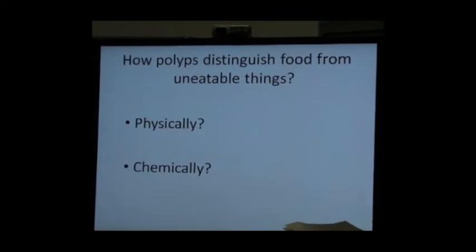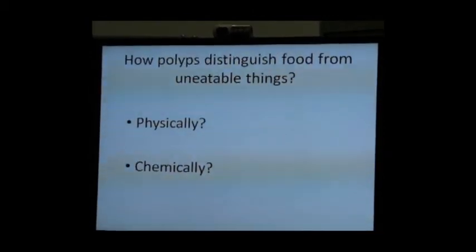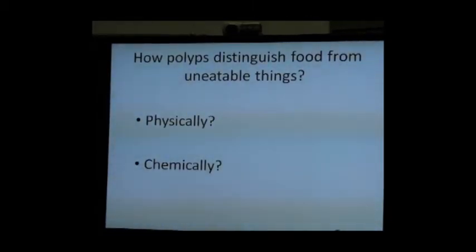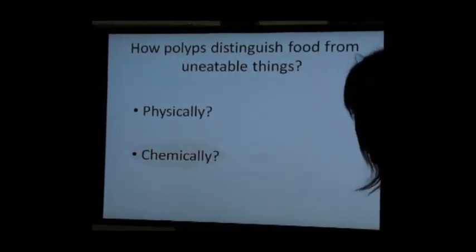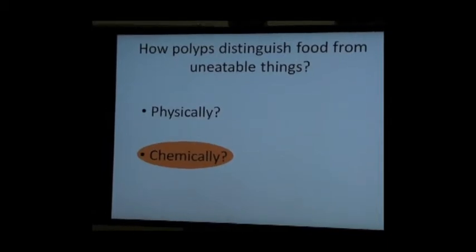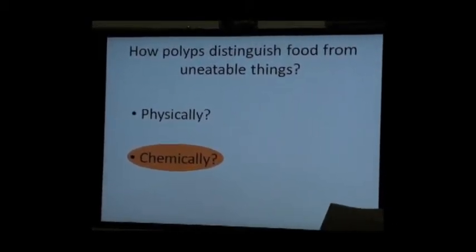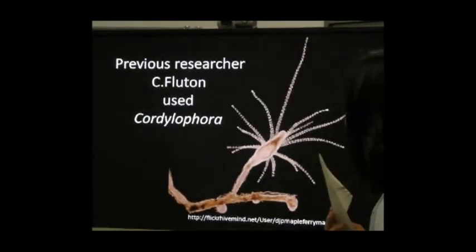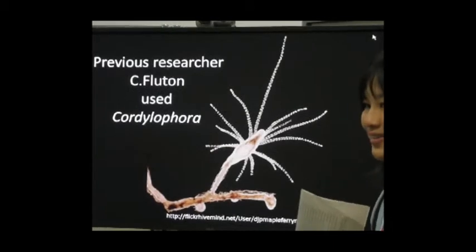This feeding process is triggered when zooplankton touches the polyp's tentacle. But there are many unusual things floating in the sea. Therefore, I thought somehow polyps distinguish zooplankton from unusual things. To show the trigger of polyp feeding, I conducted some experiments. In this presentation, I'd like to focus on the chemical factor. I studied the trigger of Aurelia aurita polyps and compared the result with the trigger of another kind of polyp, from an experiment conducted by a German researcher, C. Fulton.